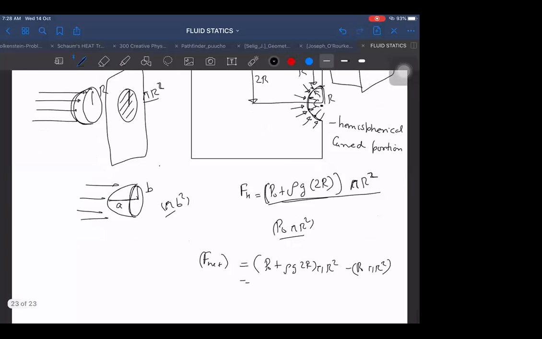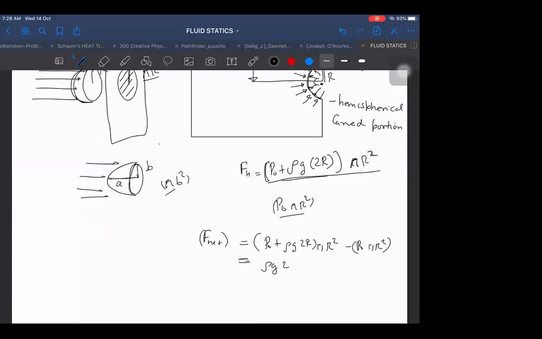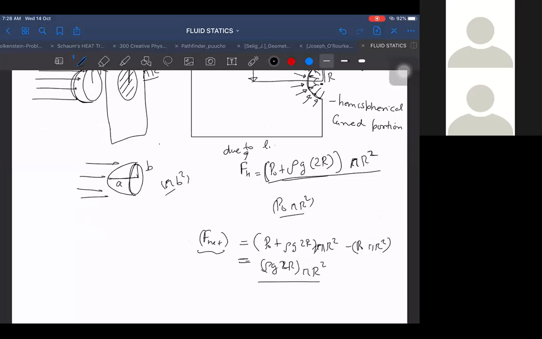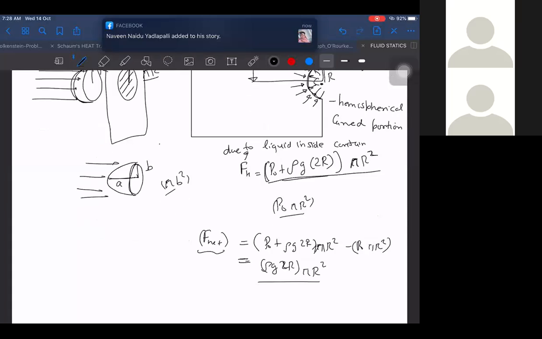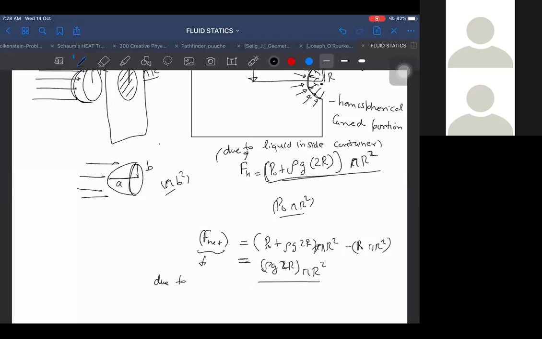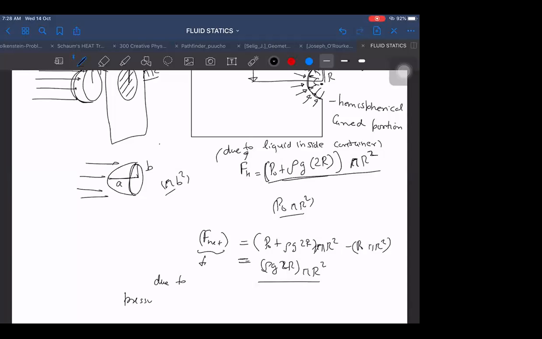Then what do we get finally? Total is only rho g 2R into pi R square. What is the difference between this and that? This is only due to the liquid inside the container. What about this one? This one is due to pressure inside and outside. Outside is due to what?